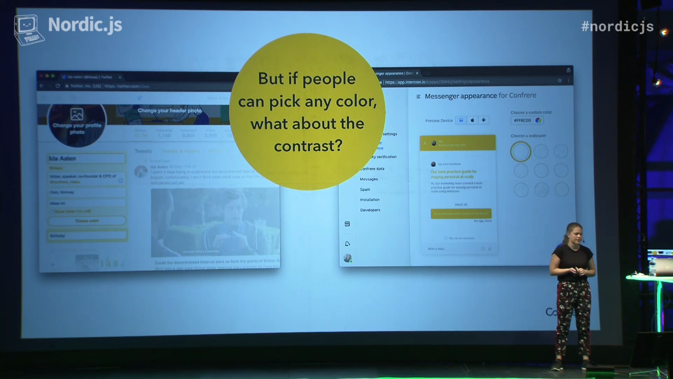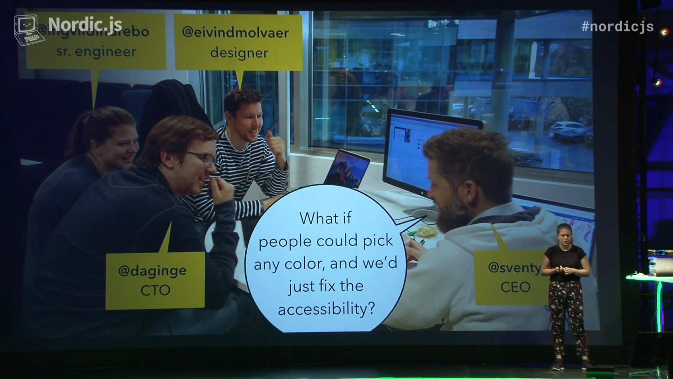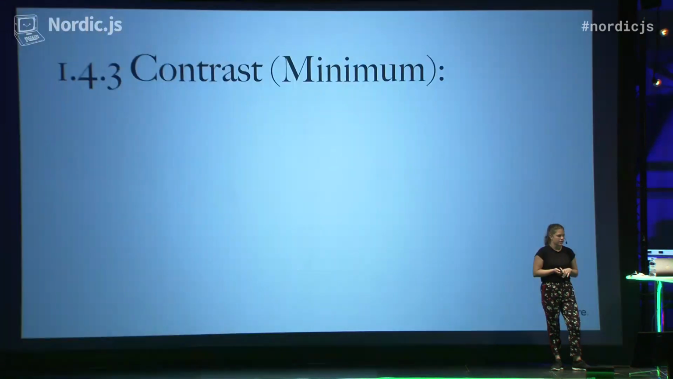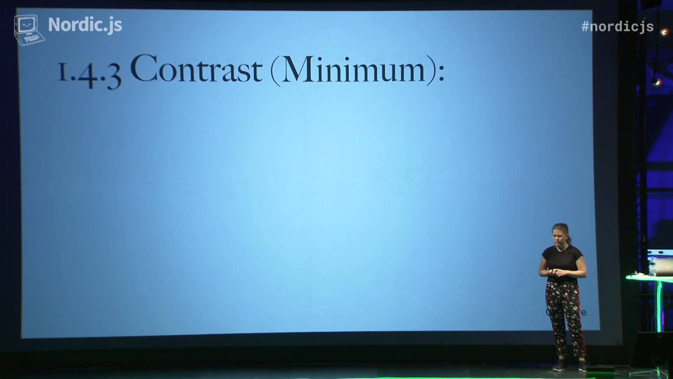So we sat together, all of us, and our CEO said we should let people be able to pick any color, and we just have to fix accessibility for them. And so that is the problem that we tried to figure out. So we have to look at the WCAG definition. If you think of colors, intuitively they will have a contrast with each other. But how do you know that the contrast is sufficient enough?